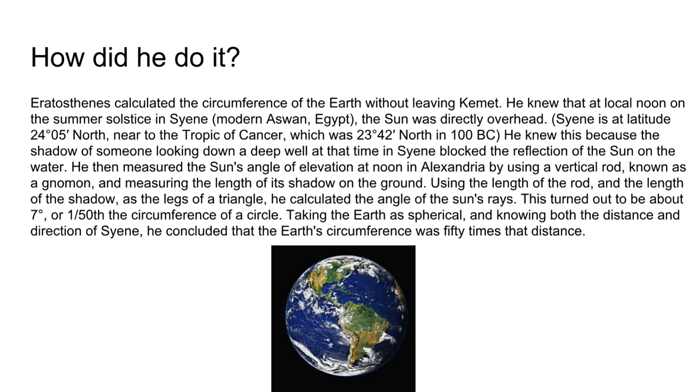Using the length of the rod and the length of the shadow as the legs of a triangle, he calculated the angle of the sun's rays. This turned out to be about 5 degrees or 1/50th of the circumference of a circle. Taking the Earth as a sphere basically, and knowing both the distance and direction of Cian, he calculated that the Earth's circumference was 50 times that distance.